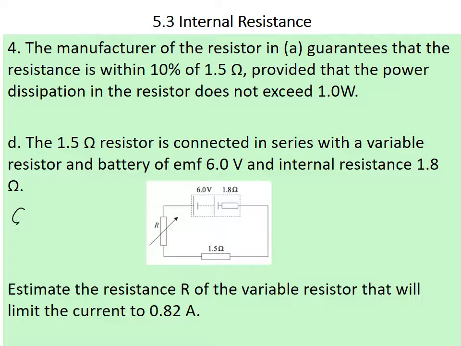So we can use Old Faithful here. Epsilon is equal to I times R, and it could be R1 plus R2 plus little r. It doesn't matter, these are all in series, so it's just the total resistance in series. Choose one of these capital R's to be your target variable resistor. You have the current 0.82, 6 volts, you know your internal resistance, it's a cakewalk.